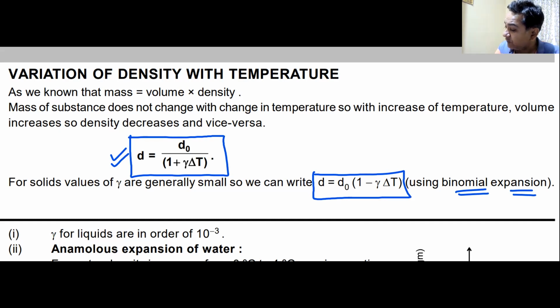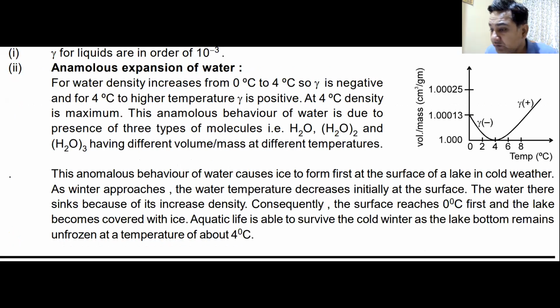You must be aware of this anomalous expansion of water. Yes or no? You must know that water, from 0 to 4 degrees Celsius, when you heat up water from 0, that is the freezing point of water, to 4 degrees Celsius, gamma, the coefficient of expansion, is negative. That means that instead of density decreasing, density increases. Yes or no? So water has highest density at 4 degrees Celsius. Do we understand this? Do we know this? And this graph?